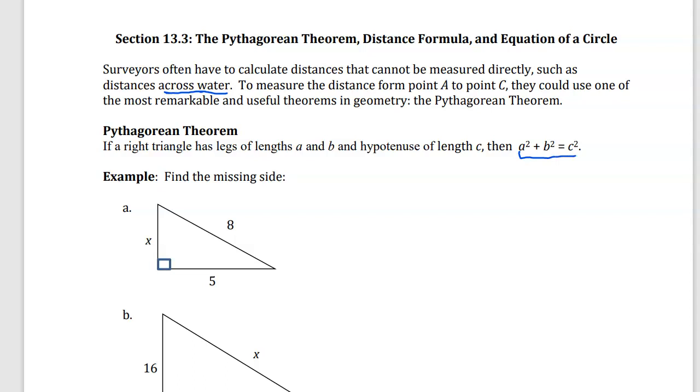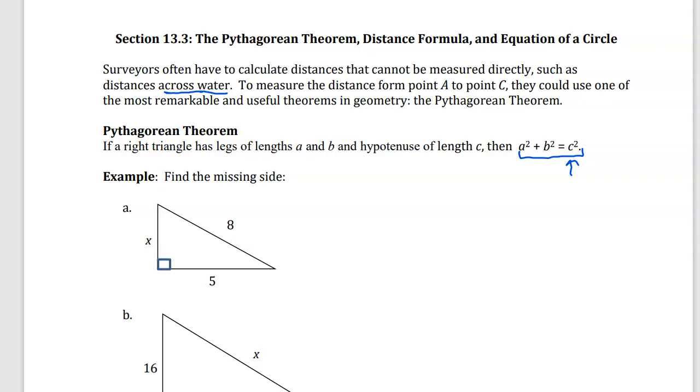squared plus b squared equals c squared. The biggest thing to remember is that c squared is our hypotenuse. It is always our longest side. A and B, it doesn't really matter which order we use those in. Those can be used interchangeably, but C has to be our longest side.